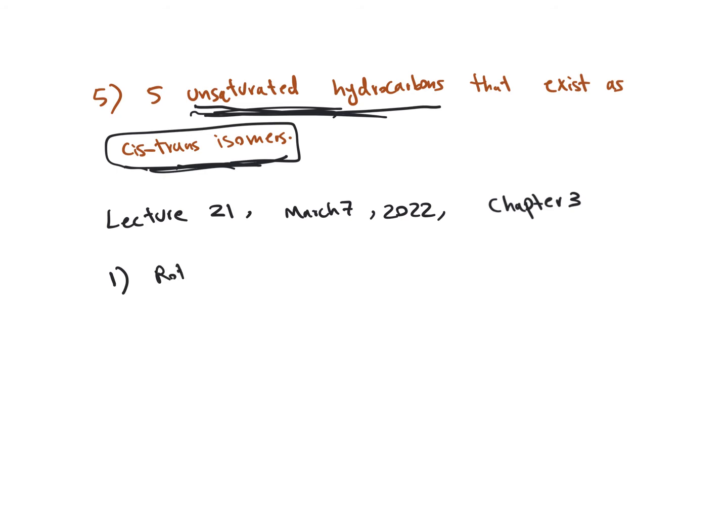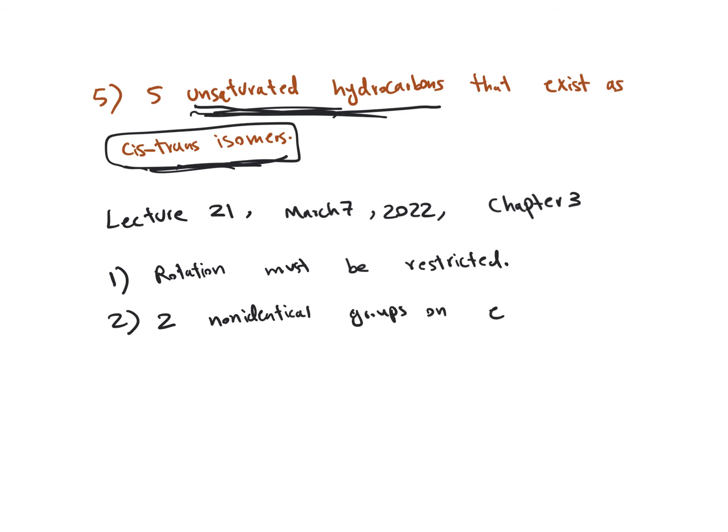So rotation must be restricted. And the second is that there must be two non-identical groups on each doubly bonded carbon atom. And you just answer the questions that I asked you.